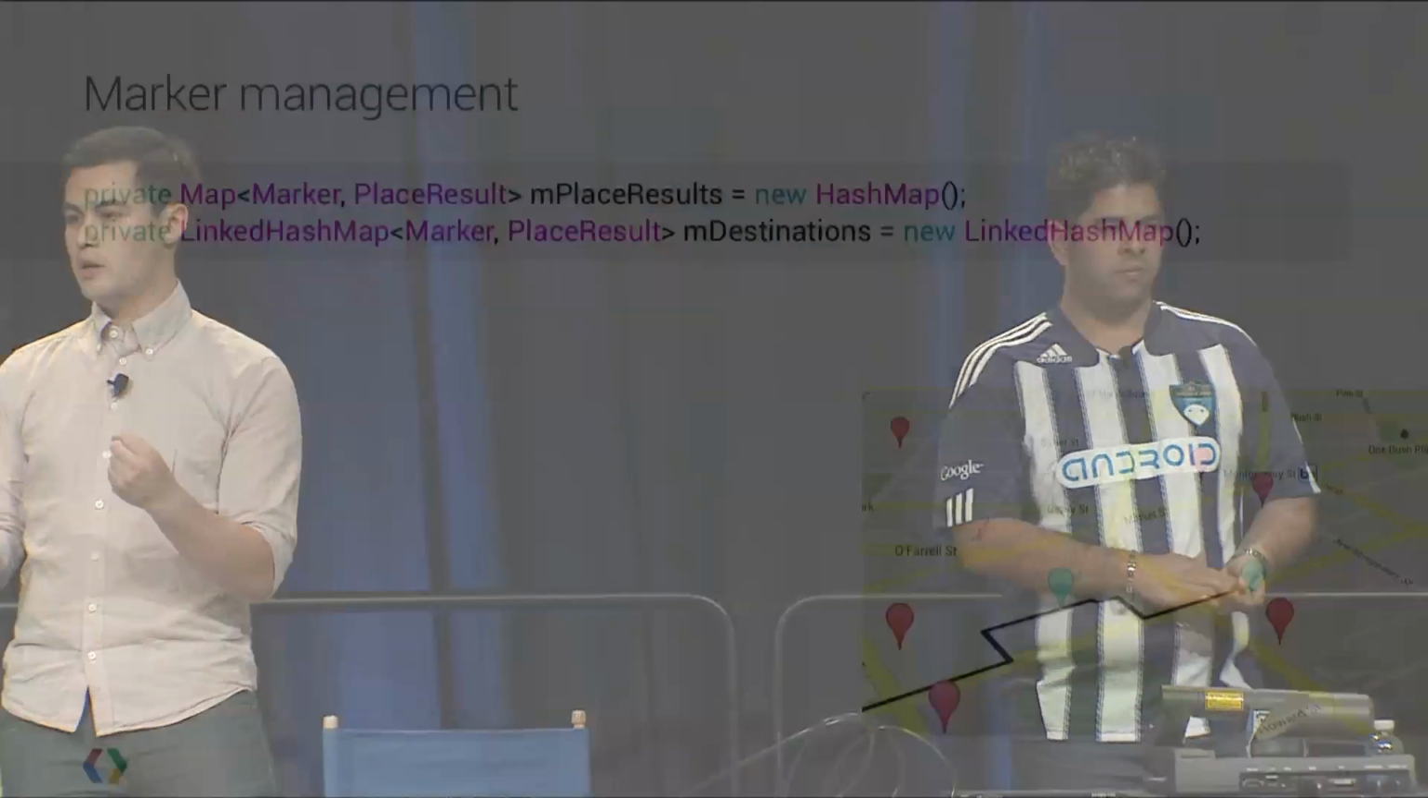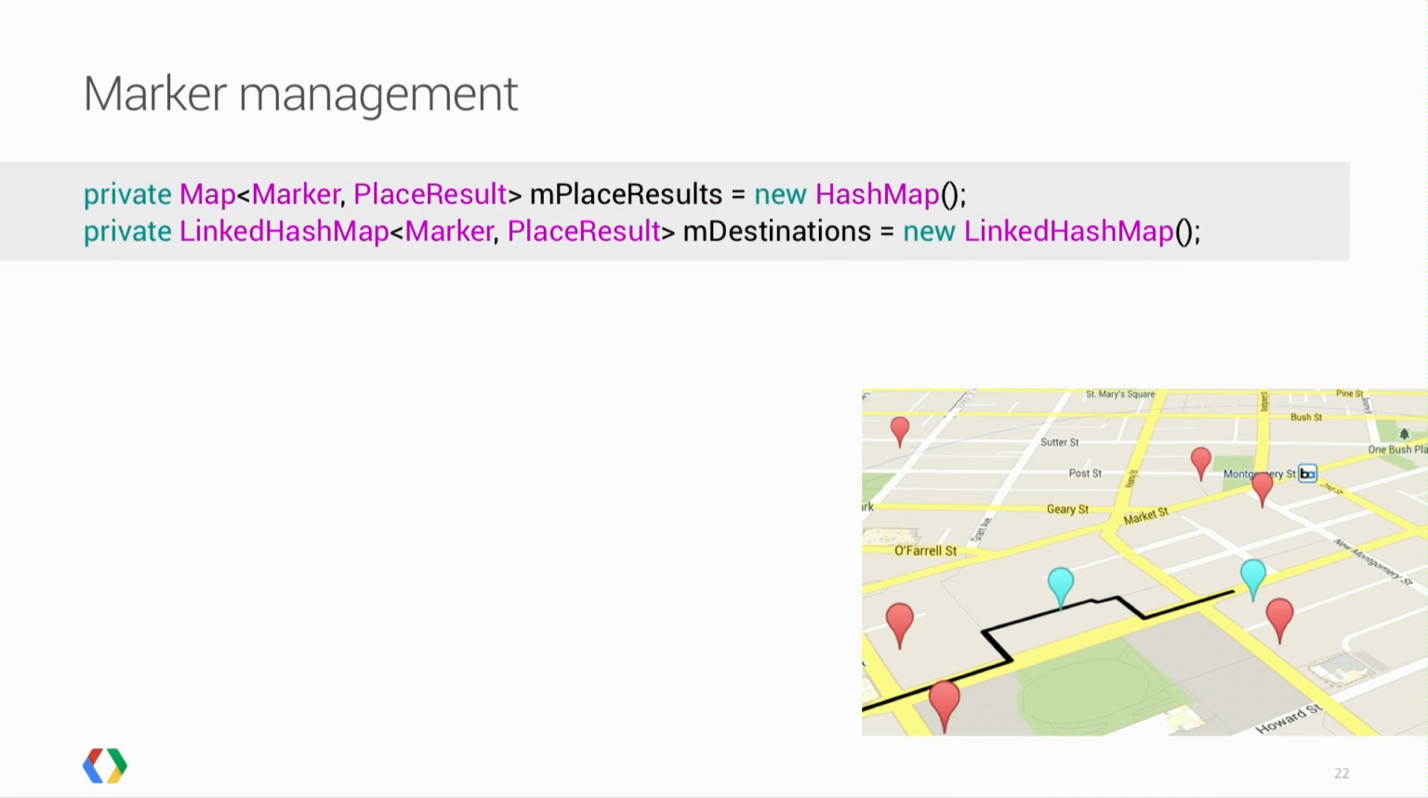Yeah, so because we only had two classes of markers, the best way to store that was in two different hash maps. We're using, for the place results, just a regular hash map, and it's a mapping between the marker and the relevant place result data. That object could be anything that you like. We're using a linked hash map for the destinations, and this is just because a linked hash map provides consistent ordering as you iterate over them. So that's great if you need, for example, a list.